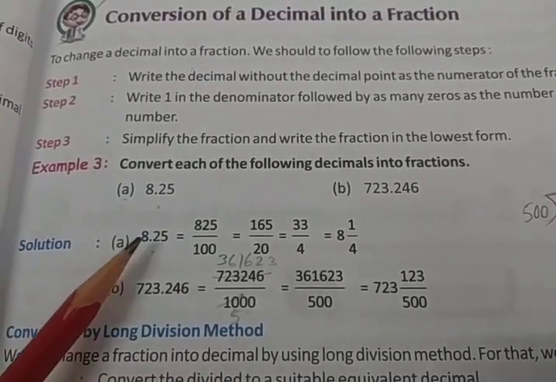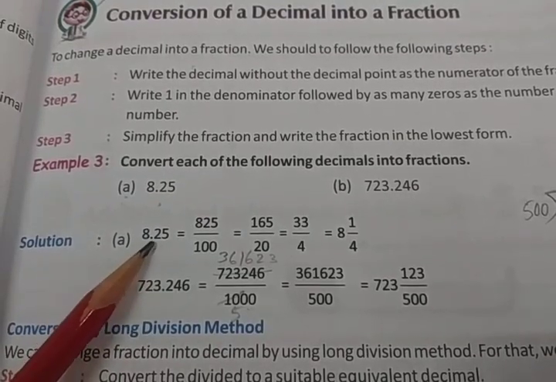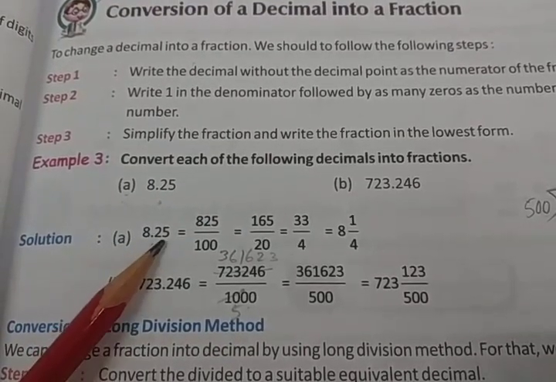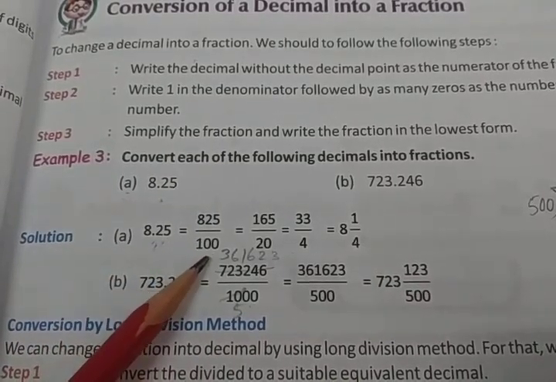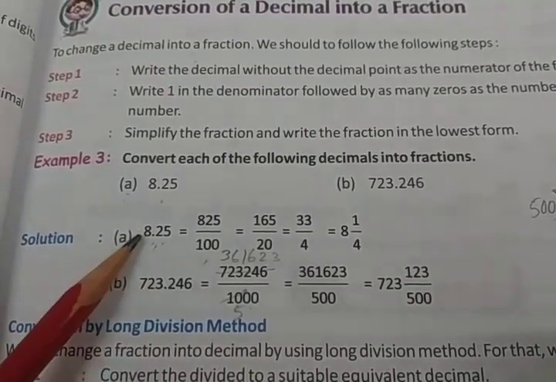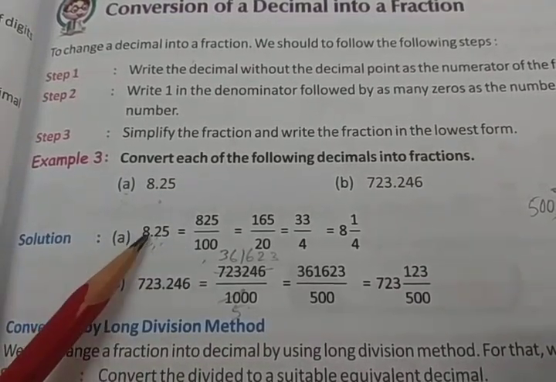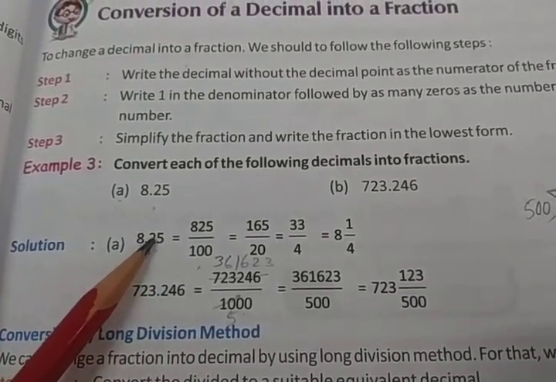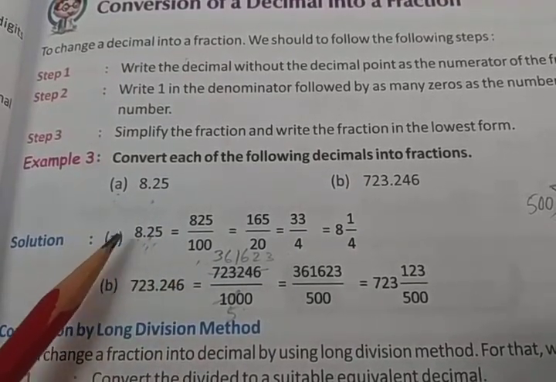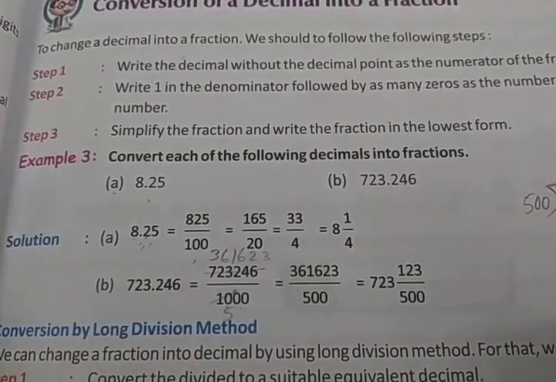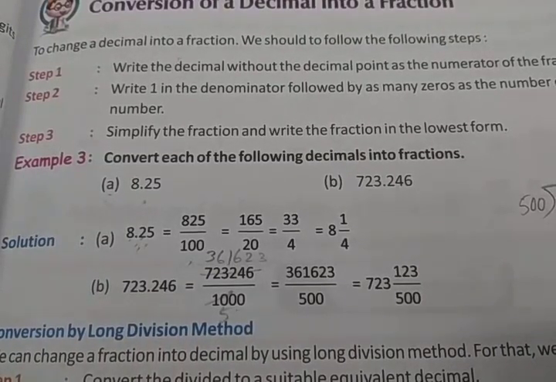As you can see here, 8.25. So how many digits after the decimal? 2 digits are there. So place the 2-digit number as the denominator, that is 100. Okay. So here 2 digits means 100. If the decimal was only in one place, then the denominator will become 10. And you should keep in mind, in the numerator the decimal number will go. Write the decimal without the decimal point.